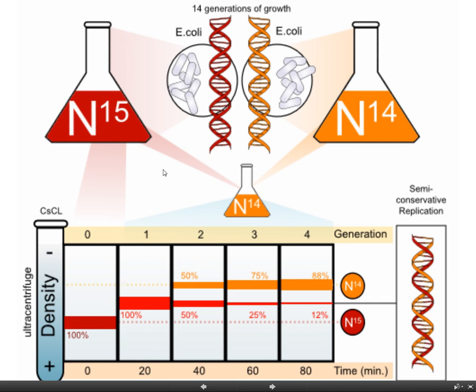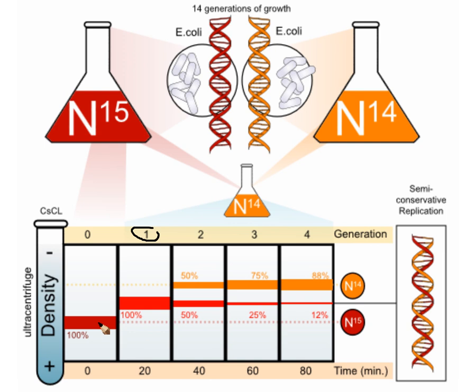Then what they did is they took away that nutrient source, and they introduced a nutrient source that only contained the regular nitrogen-14, the regular version of nitrogen, which is slightly lighter. And in the first generation here, and that's probably one of the really key parts of the experiment, all of the DNA was slightly lighter.